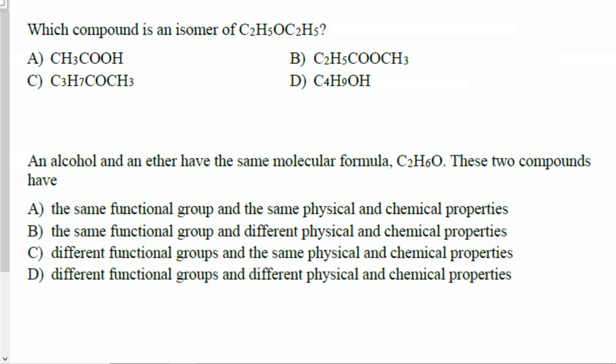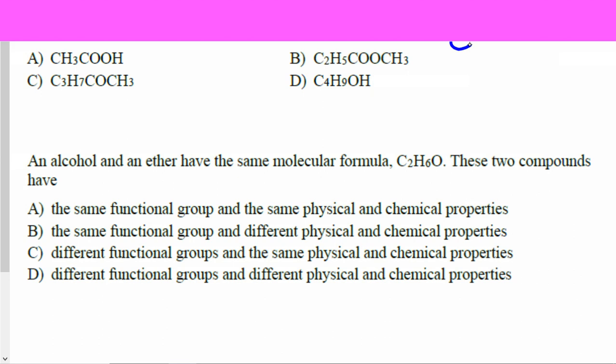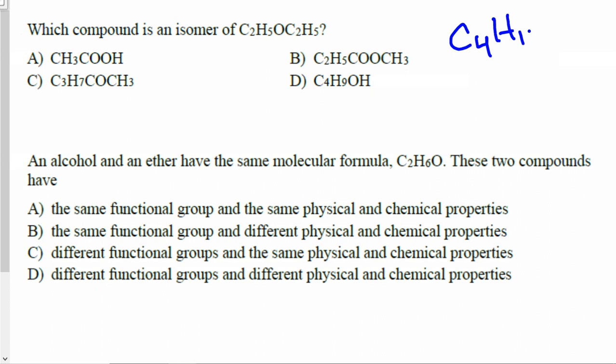If you look at the questions regarding isomers based on the Regents exam, for the first question, we have to find an isomer of C2H5OC2H5. The first thing I usually do is count the number of atoms in the compound. So I have 4 carbons, 10 hydrogens, and 1 oxygen.